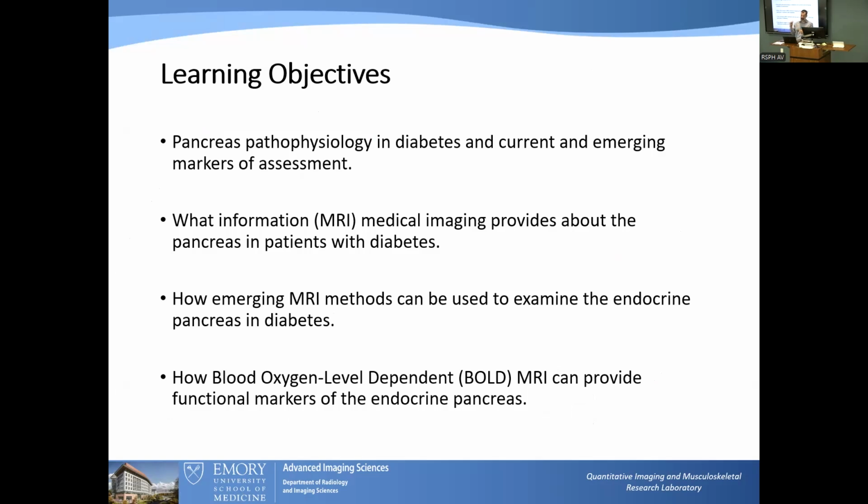I'm going to cover some basic elements of pancreas pathophysiology and diabetes, and current and emerging markers of its assessment as it relates to this project. I'll explain what kind of information medical imaging, and specifically MRI, can tell us about the pancreas and diabetes. I'm going to give some information on emerging MRI methods that can be used in the study of diabetes for pancreas imaging. And then I'll describe this BOLD MRI approach that we've been developing and applying.